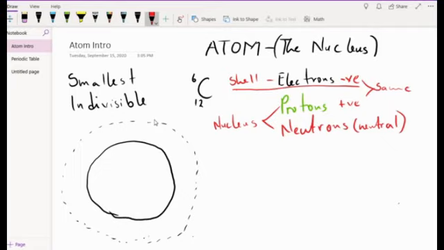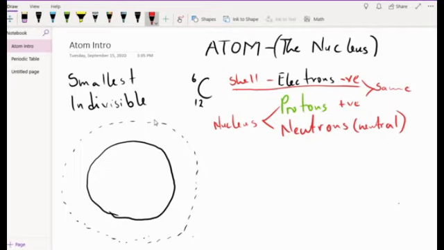Because if the number of electrons were to be more than the number of protons, that means it's going to be negatively charged. If the number of protons were to be more than the number of electrons, the atom is going to be positively charged. And that is when the atoms go into chemical reactions. But we are not looking at chemical reactions in this video. So we are going to be looking at atoms that have an equal number of protons and electrons.